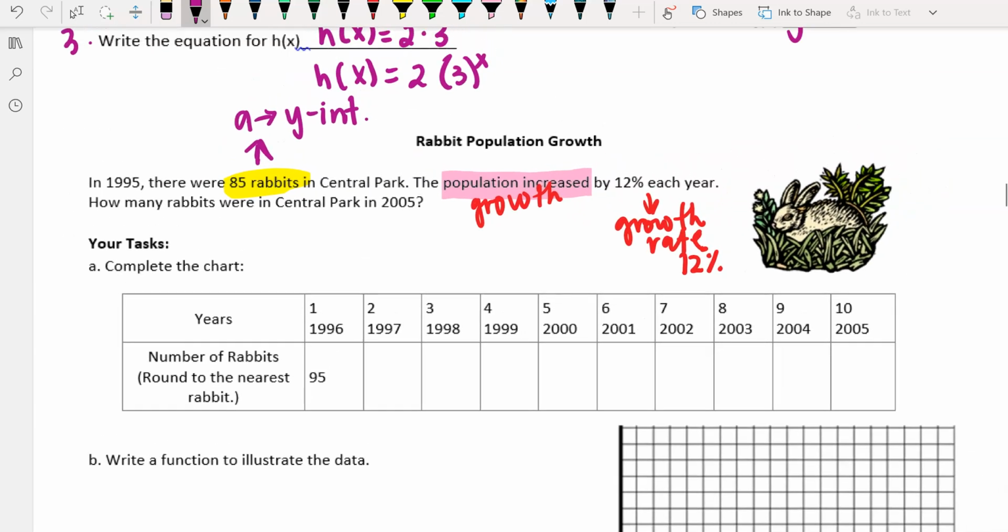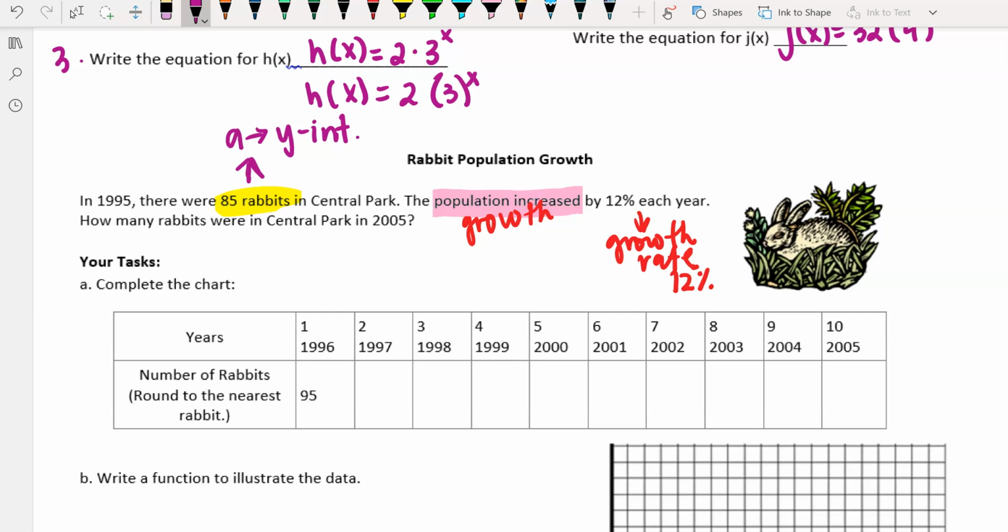So when it's not on your table, you need to take a look at what you're given. So for part A, it says complete your chart, and your x value or independent variable is your year, so it's your time. And then your number of rabbits, that's your f of x or y. Okay, so make sure you are able to identify those.